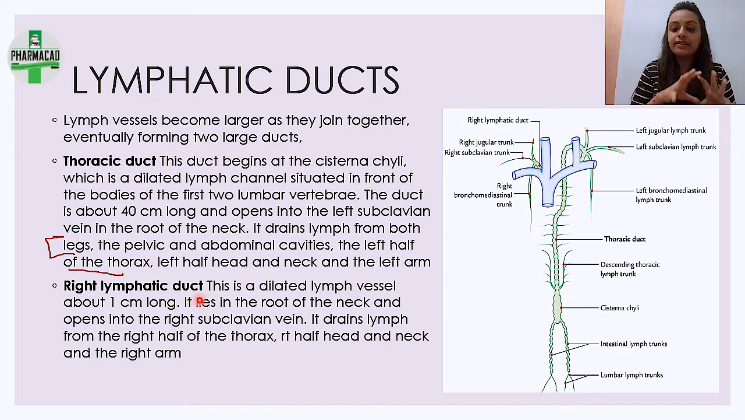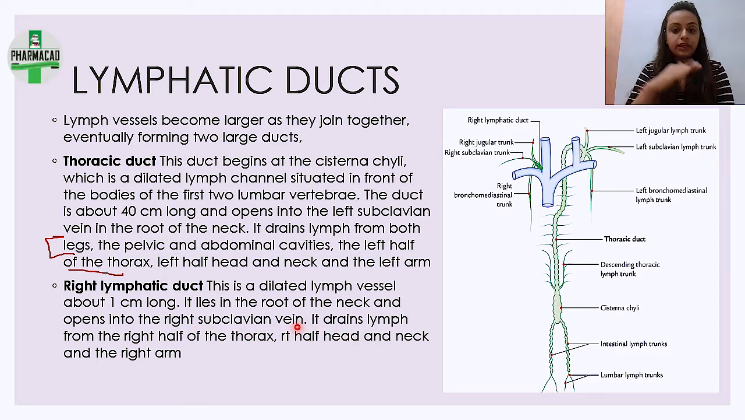Naturally, since it has less area to drain off, it will be smaller in size. It is just 1 centimeter long. Here you can see this part. It's not even this part. I'll draw it if you want. Here. Yes, it is 1 centimeter long as opposed to the thoracic duct, which was 40 centimeter long. This again opens into the right subclavian vein.